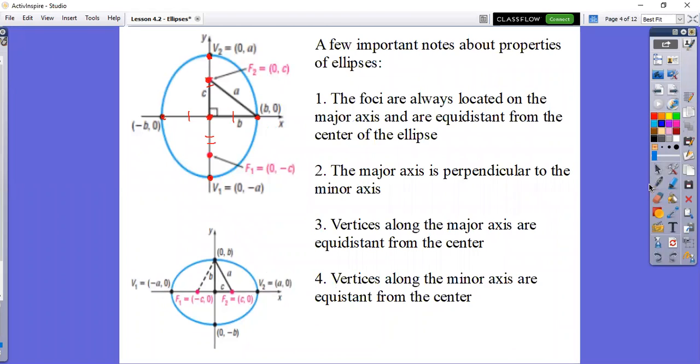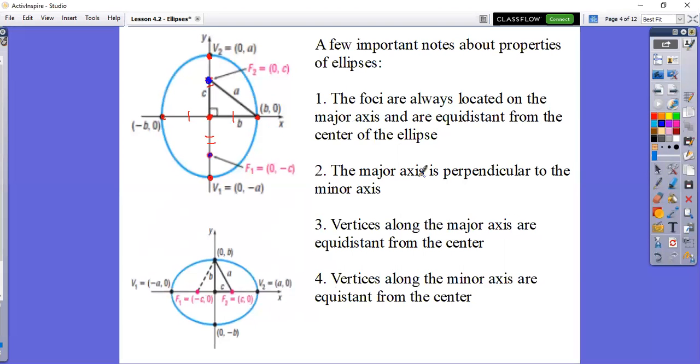Here are a few important things to know about the properties of ellipses. The foci are always located on the major axis, and are equidistant from the center of the ellipse. So in this problem right here, if I have my major axis on the y-axis, then the foci are on the y-axis, and each focus is the same distance from the center.